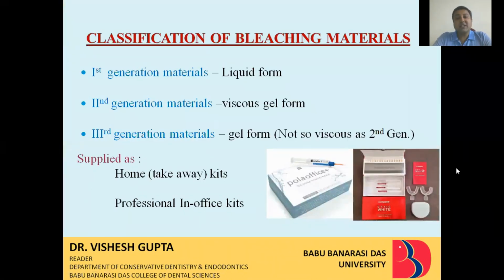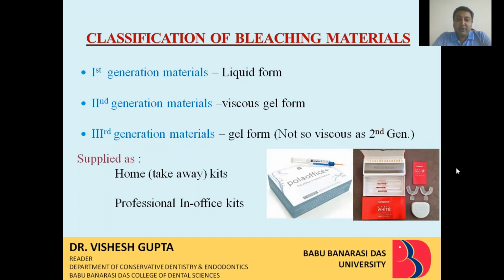Now, what is the classification of a bleaching material? There were three generations. In the first generation, the bleaching material was supplied in liquid form. Second generation material was supplied as a viscous gel. Third generation material was again supplied in a gel form, but not as viscous as the second generation material.